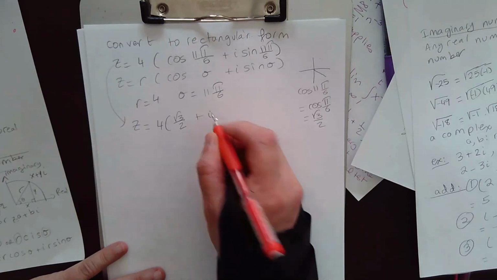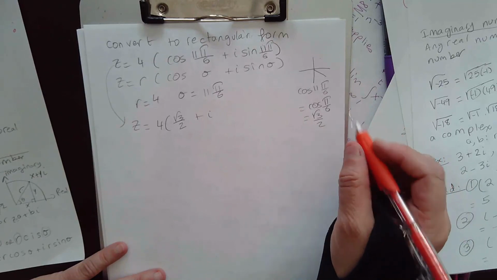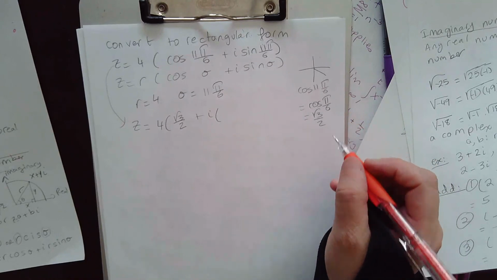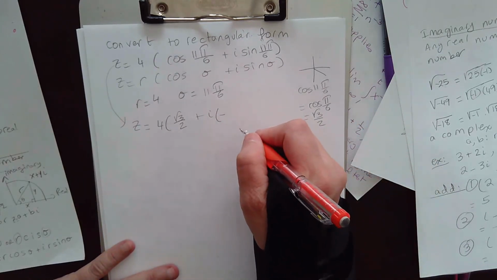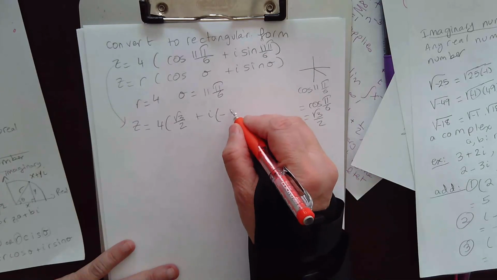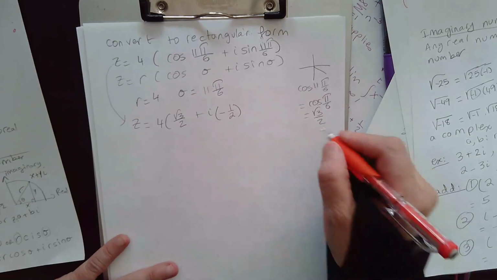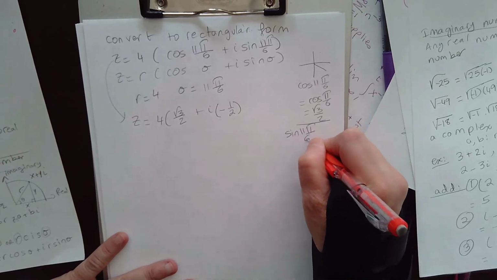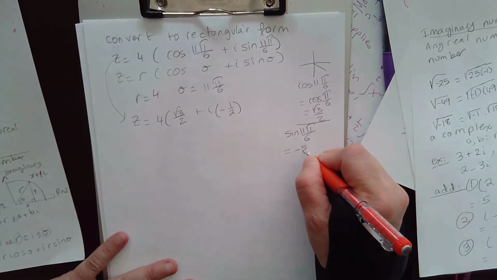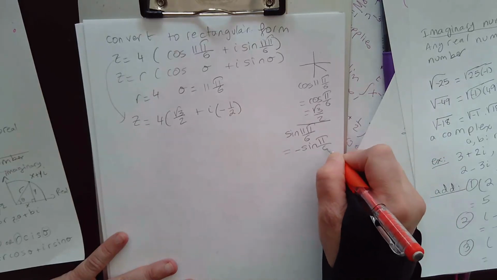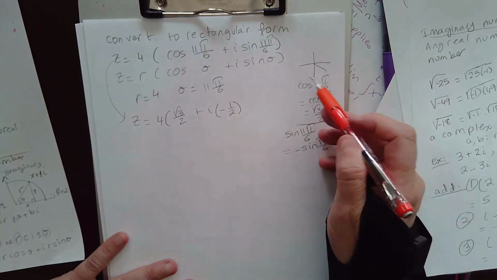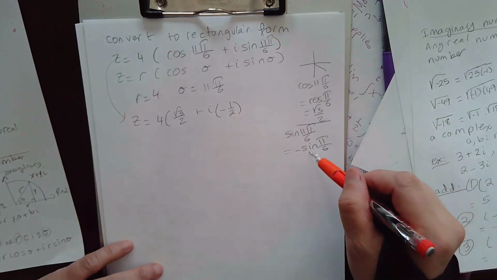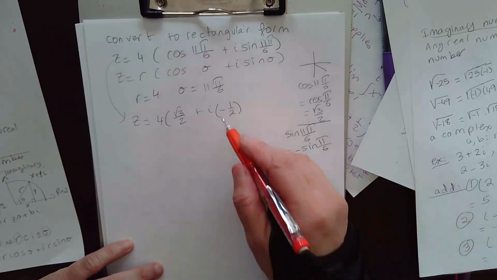Plus i, what's sine 11 pi over 6? Sine 11 pi over 6 is going to be negative. The sine in the fourth quadrant is negative. So that's negative sine pi over 6. Sine pi over 6 is 1/2. So remember, I'll write it down here on the side again. Sine 11 pi over 6, this is a review, is equal to the negative sine of the reference angle pi over 6. Again, why is it negative? Because it's in the fourth quadrant, and sine in the fourth quadrant is negative. Sine pi over 6 is 1/2, so it's negative 1/2, and there you have it.